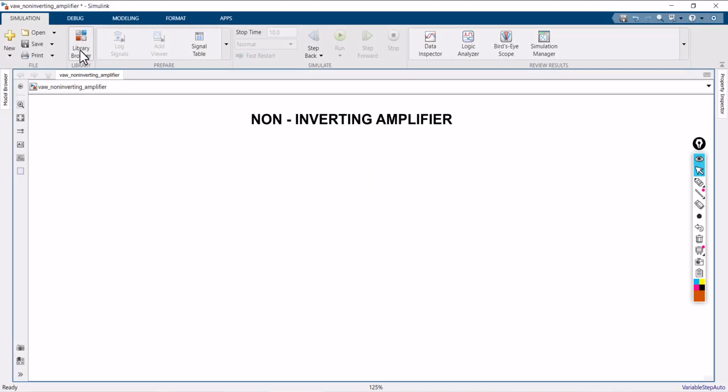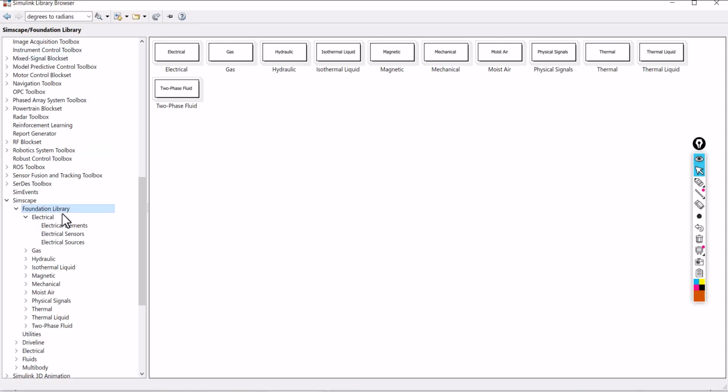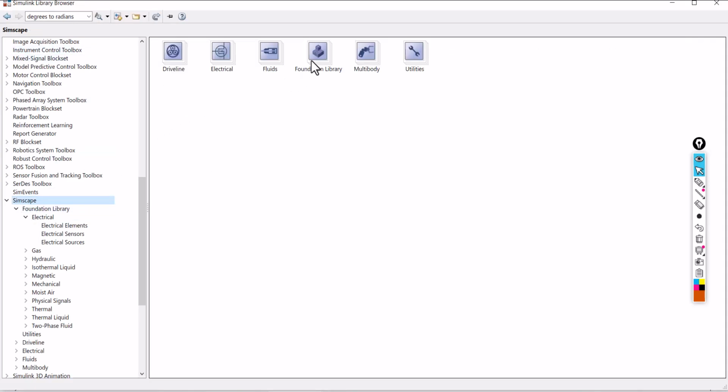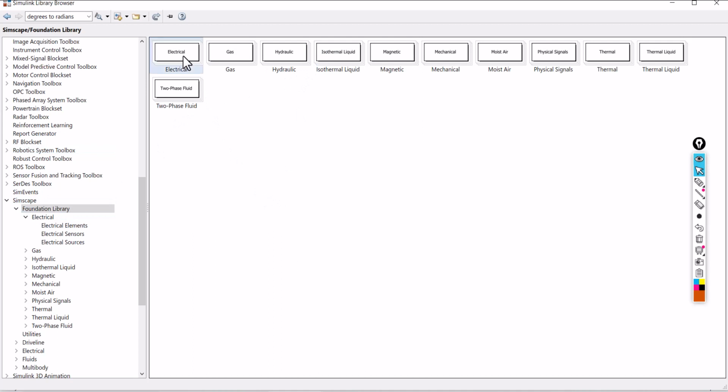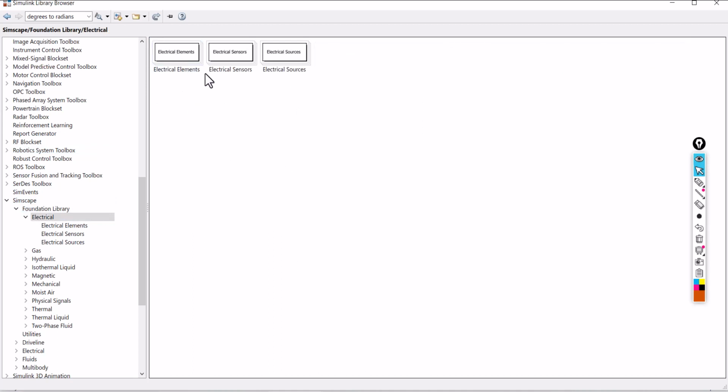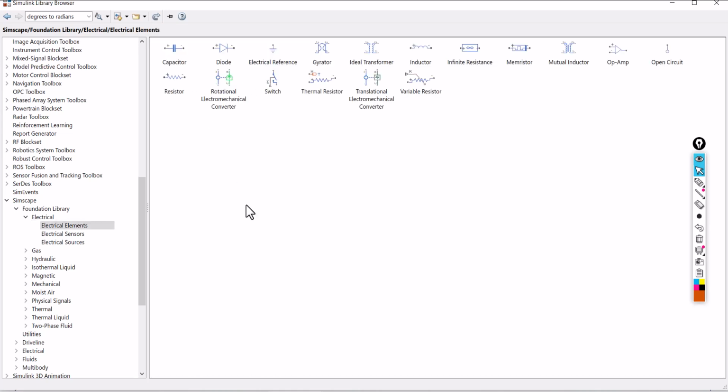Go to library browser, go to Simscape, go to foundation library, go to electrical. There you have electrical elements, electrical sensors and electrical sources. So from that you can easily pick the elements. Go to electrical elements. I need op amp. If you look at this, here I have operational amplifier. Take this op amp. And then I need 2 resistors.